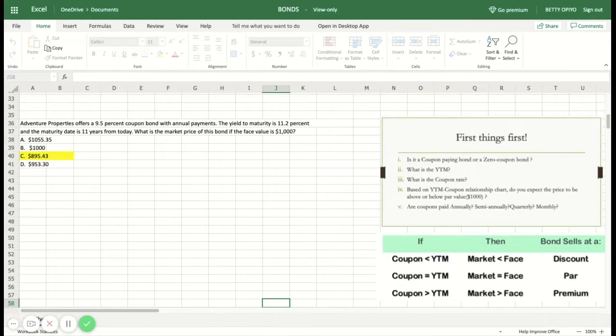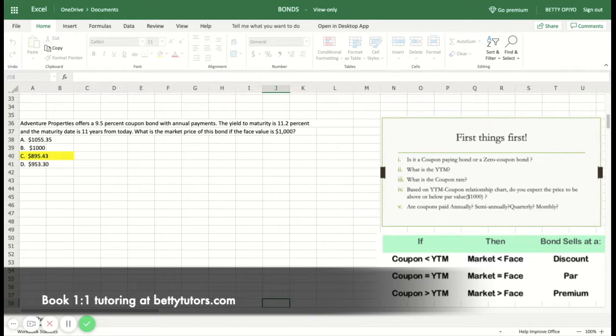This is another example where we are required to calculate the market price of a bond. And let's read what it says. Adventure Properties offers a 9.5% coupon bond with annual payments. The yield to maturity is 11.2%, and the maturity date is 11 years from today. What is the market price of this bond if the face value is 1,000?